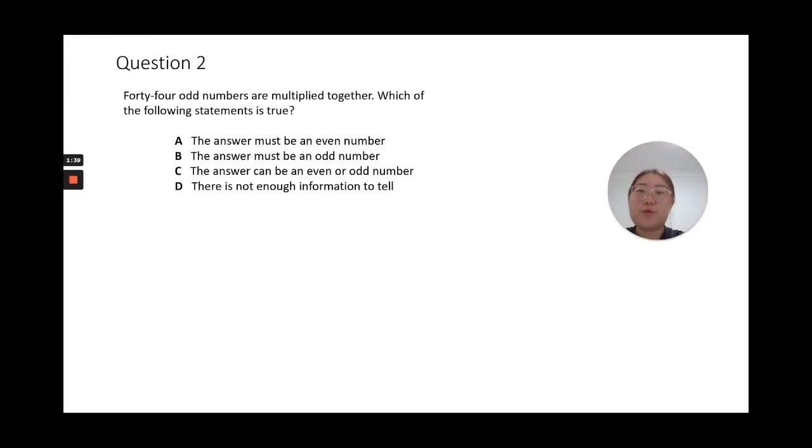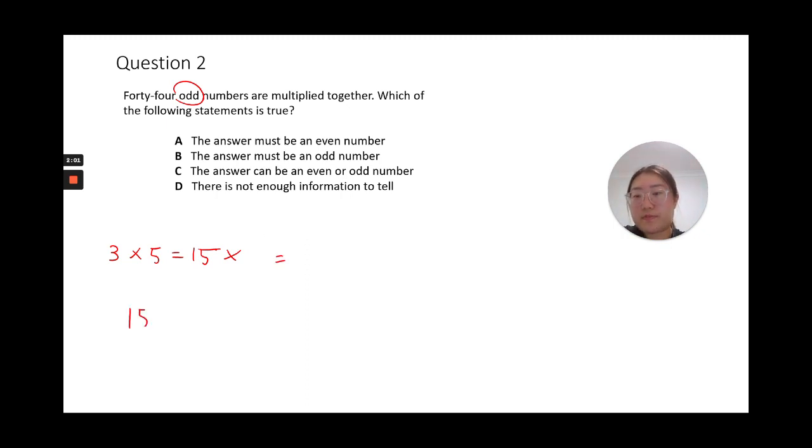Question 2, we have 44 odd numbers that are multiplied together. Which of the following statements would be true? Let's test this hypothesis. 44 odd numbers. Let's try doing the first couple, okay? So we have, let's do 3 times 5. We get 15, okay? From here we can times it by 7. What do we get?